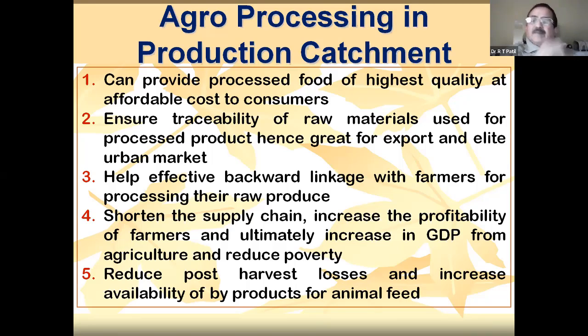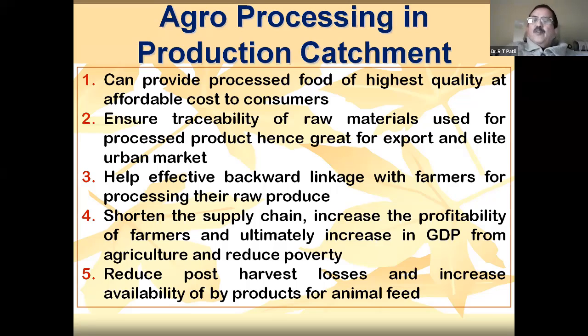Shorten the supply chain. If you can shorten the supply chain which is there at present, it increases the profitability of the farmer, and it ultimately increases the GDP from agriculture. There is an FAO report which says that a 1% increase in GDP from agriculture has so much impact in reducing the poverty of the country, which other industries with 3% growth in their GDP cannot have. Having GDP from agriculture is an indication that your country is healthy.